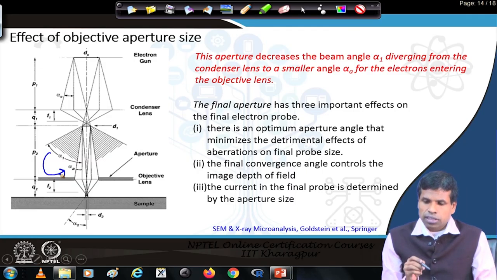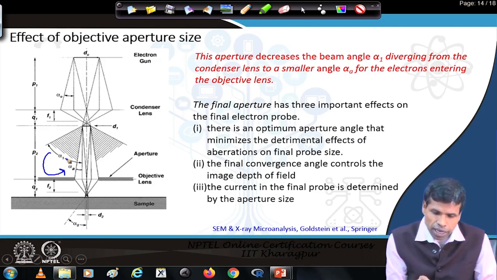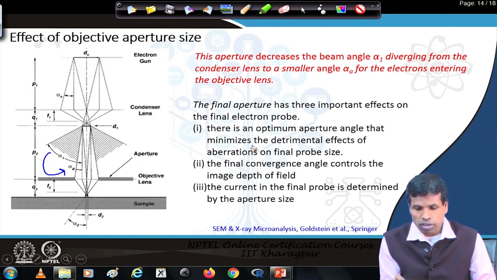So, it has three main important effects. There is an optimum aperture angle that minimizes the detrimental effect of the aberration on the final probe size. Having a larger angle of aperture, alpha 1, would increase the spherical aberration and the chromatic aberration, because spherical aberration is proportional to the cube of alpha, therefore, increasing alpha we increase the spherical aberration. Similarly, chromatic aberration is proportional to the alpha angle of aperture, so it will also increase. Therefore, you cannot take a very big aperture, but there are also consequences.